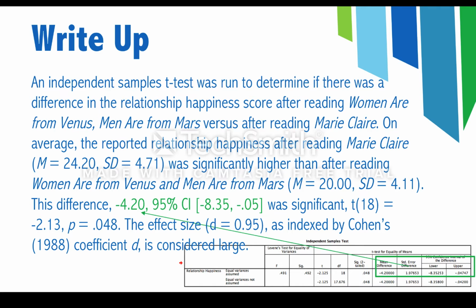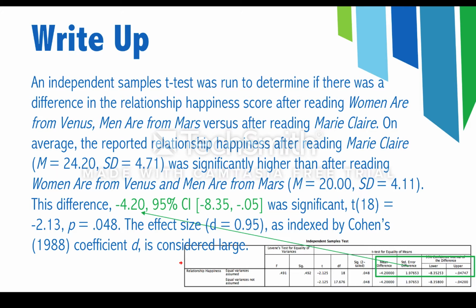Now I have to report the information about the mean difference. So I say this difference, comma, and I will type negative 4.20 because that's your mean difference. Then I report the 95% confidence interval, and in the brackets, you'll report the lower level, comma, the upper level. And I'll say that it was significant.